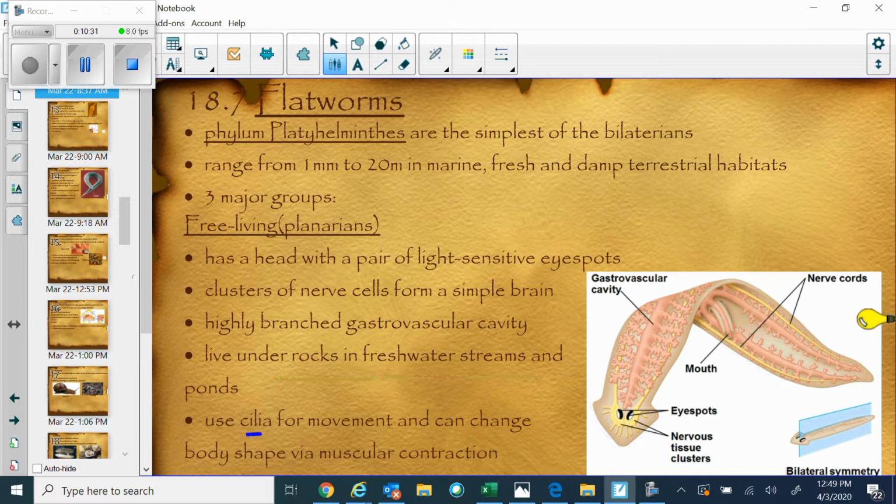Cilia for movement, so don't think of a big undulating form. They have hairs on the underside of their bodies. Think something along the lines of a leech, even though we're about to cover leeches. They're not here, but they do have muscles and they do move.